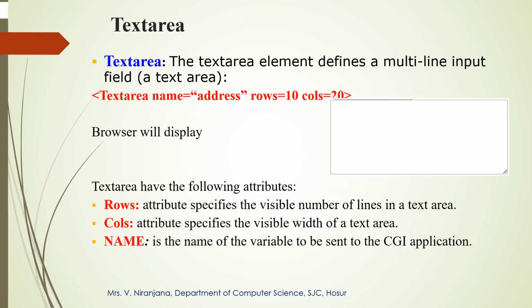The next thing is the text area. In the text box, you can type only one single row, but in text area, you can type multiple lines. For example, when you want to type an address, you may need this text area.